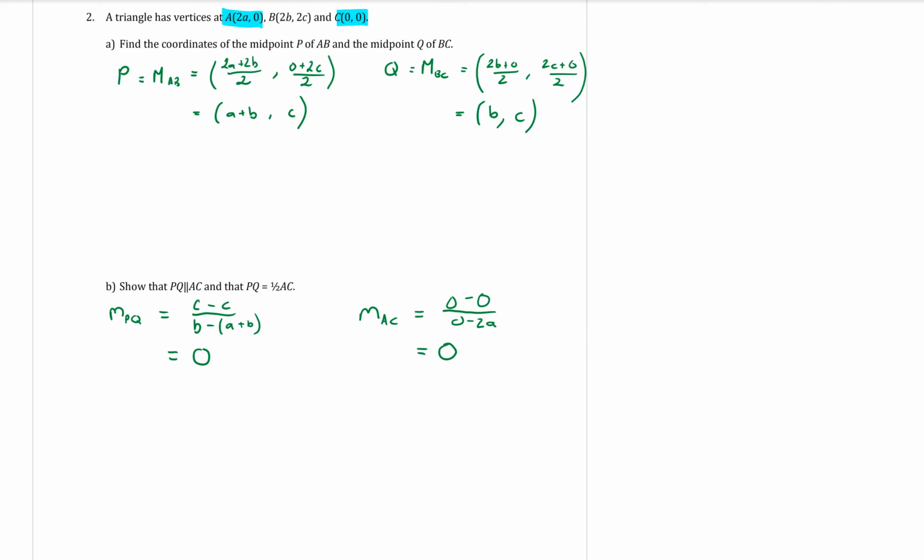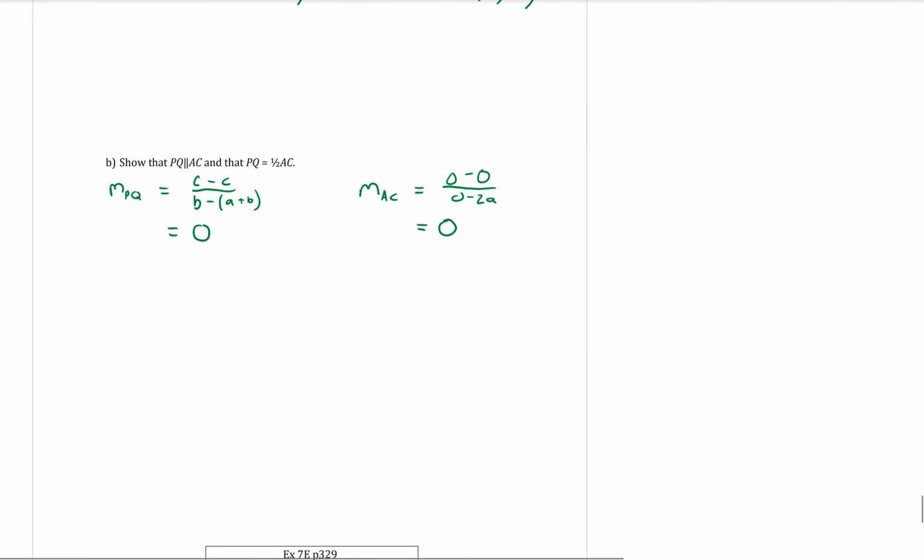So both of them have a gradient of 0, which means that they are parallel. Same gradient means parallel. So therefore, PQ is parallel to AC. Now we need to do our distance formula trick. We're trying to show that PQ is equal to half AC again. So I need the distance of PQ and the distance of AC. So let's do each of those.